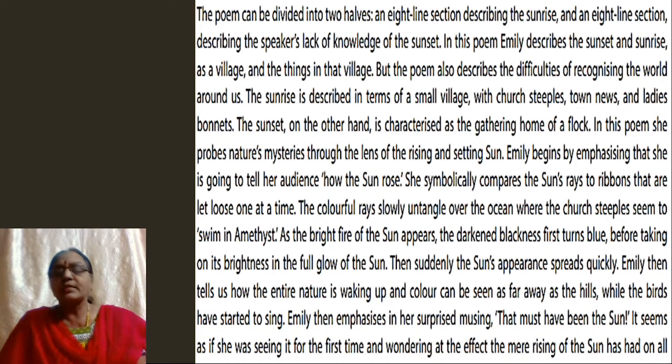In this poem, Emily describes the sunset and sunrise as a village and the things in that village. But the poem also describes the difficulties of recognizing the world around us. So, in this poem, the poetess Emily describes the sunset as well as sunrise as a village and all the things that can be seen in that village. Here in this poem, the poetess also talks about the difficulties of recognizing the world around us.